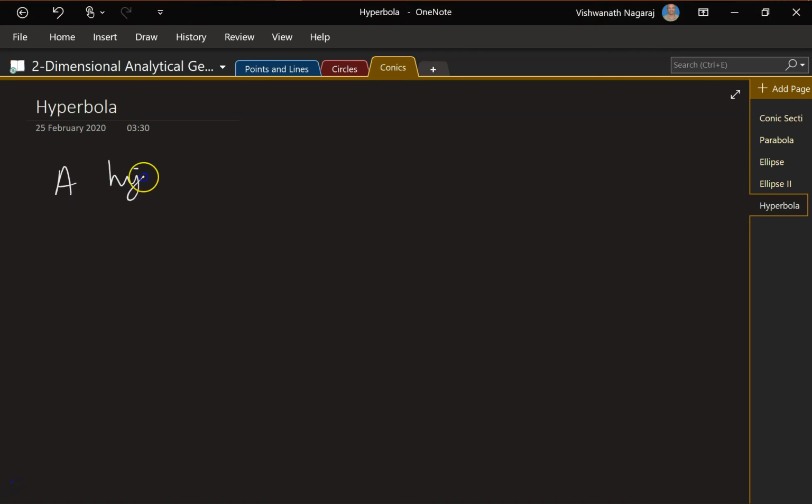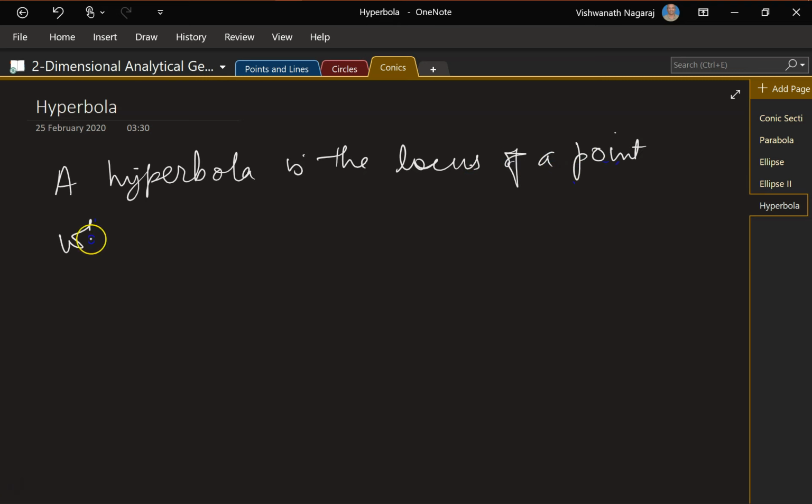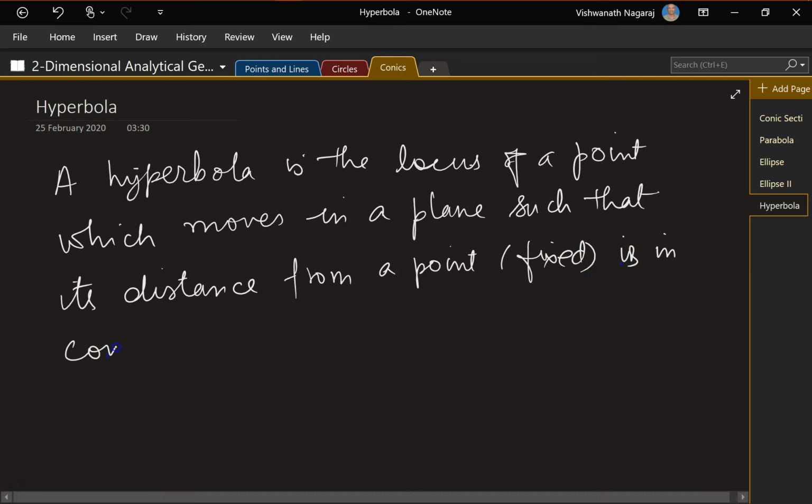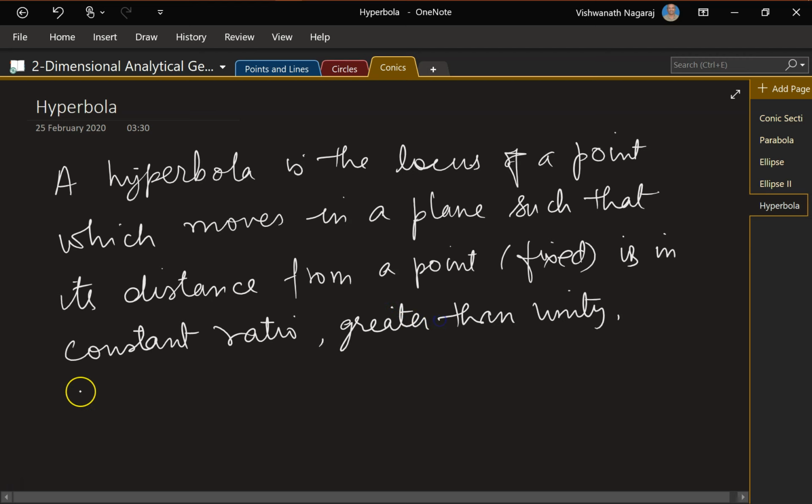Hyperbola. A hyperbola is the locus of a point which moves in a plane such that its distance from a point which is fixed is in constant ratio greater than unity to its distance from a fixed line.